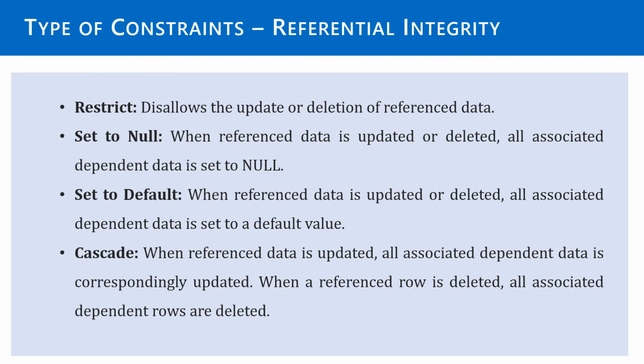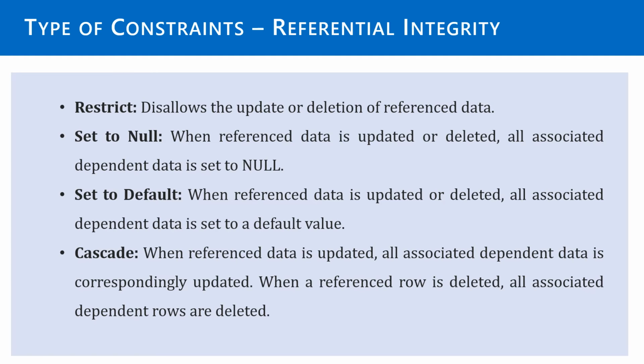The various referential integrity rules are: the first one is restrict. It disallows the update or deletion of referenced data. That is, we can't delete a record from a primary table if matching records are there in the related table. We can't update or delete referenced data if its matching data is there in the related table.